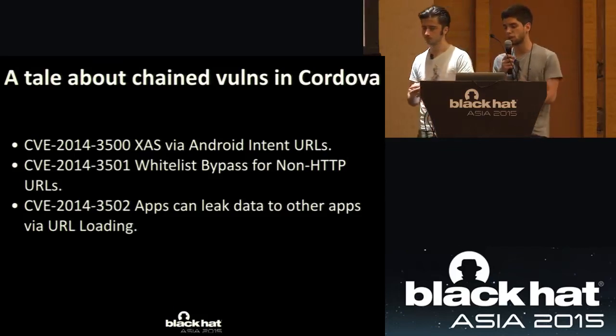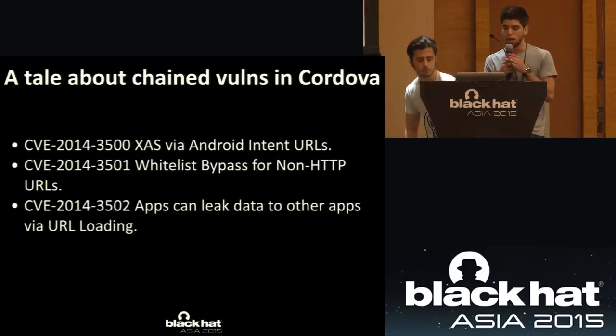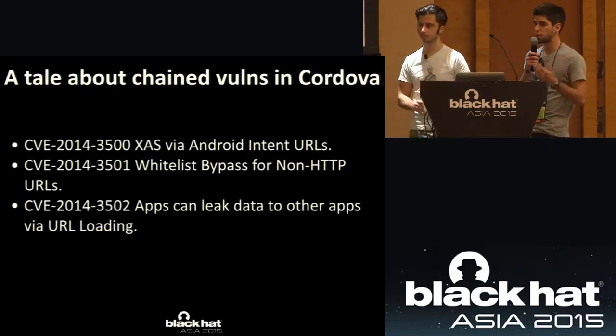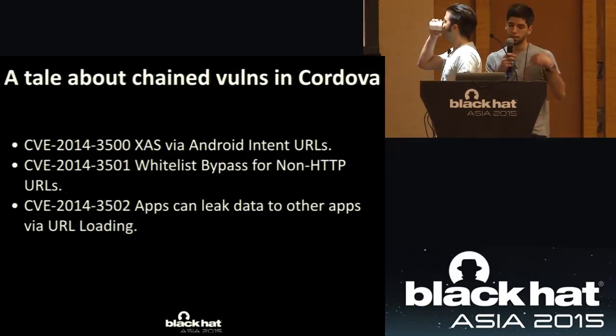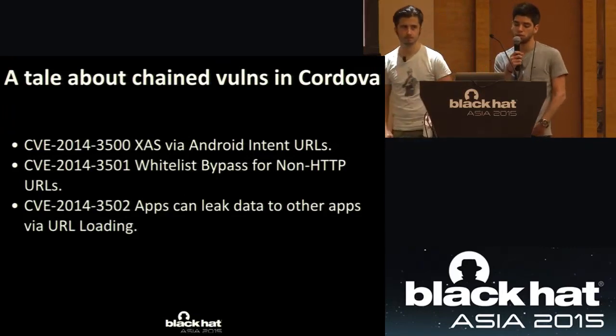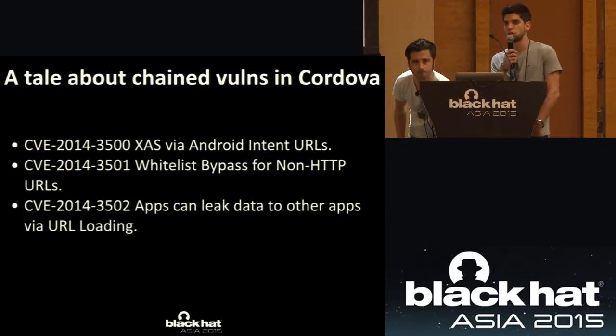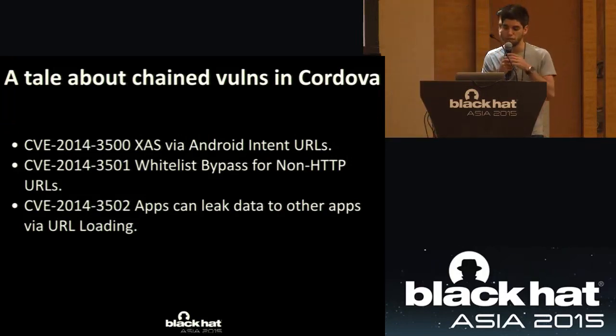This is the one that we explained at the beginning of the presentation, the one about achieving remote code execution. Everything started with a cross-application scripting in Android intent URLs. Then it goes through a whitelist bypass for non-HTTP methods. And right after that, it is possible basically to perform leakage of information against other applications through URL loading.